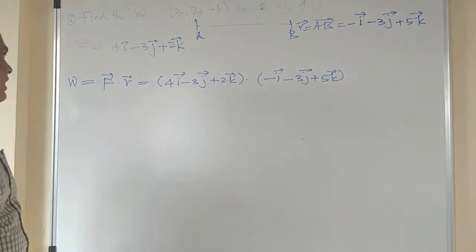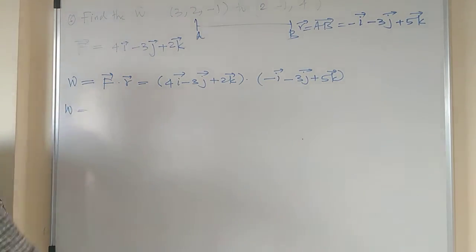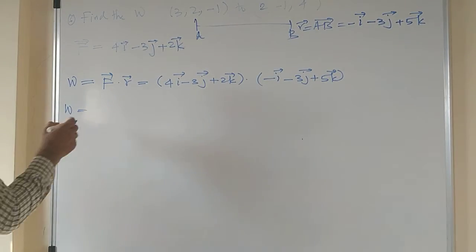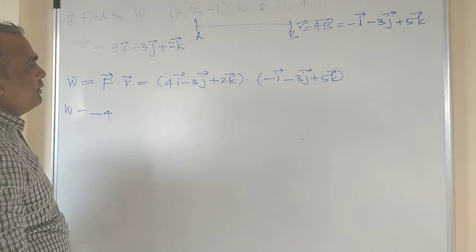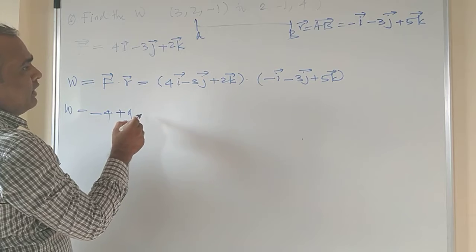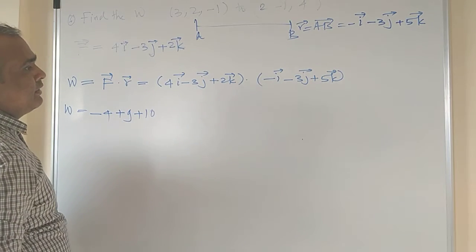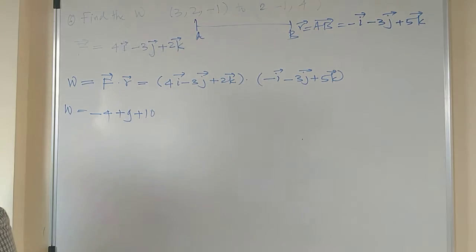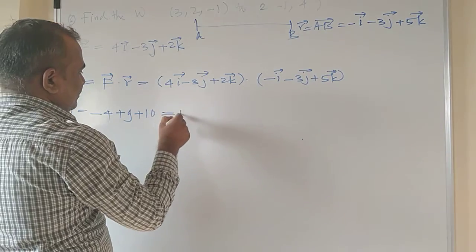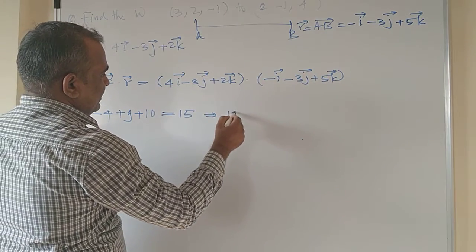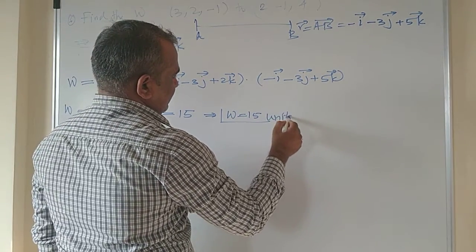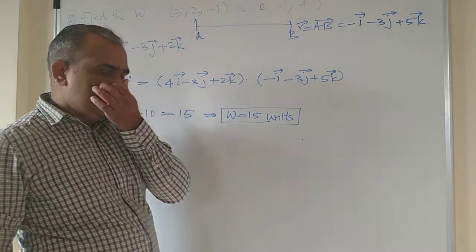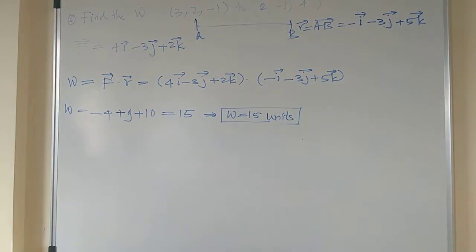These are the three vectors. And if you take the dot product, you will get W equal to minus 4, and minus minus will be plus 9, and plus 10, right? So how much will this be? 9 minus 4 will be 5, and this will be equal to 15. So this implies that the work done in this case is equal to 15 units. This is the solution of your problem. Let's move to the next problem.